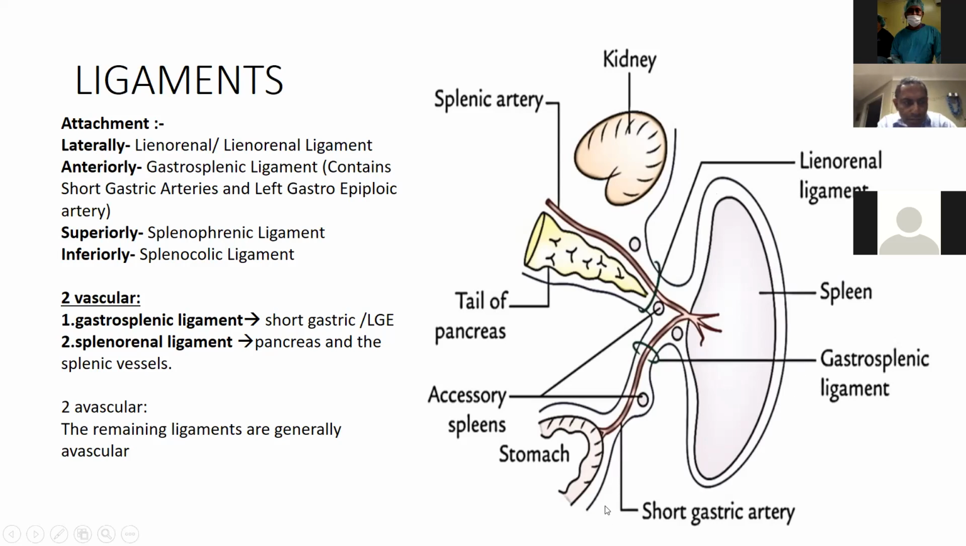Anteriorly down here, you have the gastrosplenic ligament that comes from the greater curvature of the stomach and usually carries your 2 vessels, your short gastric and your left gastroepiploic vessels, both arteries and veins. And then you have a superior covering that attaches the spleen to the diaphragm, which is known as the splenophrenic ligament, and then inferiorly from the colon to the spleen. These are all important ligaments, especially when you do dissections in splenectomies.